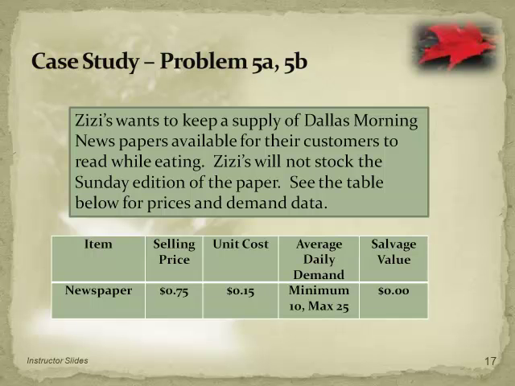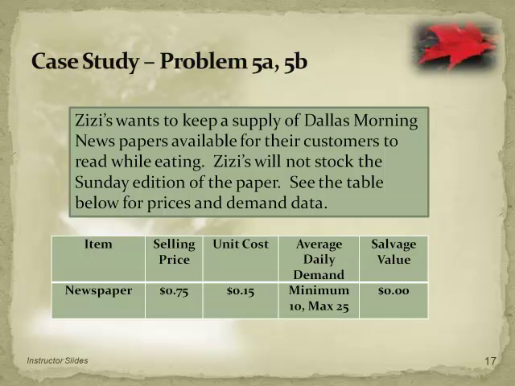So ZZ's wants to carry a supply of the Dallas Morning News so that customers could read the newspaper while they're enjoying their pizza buffet. And they're not going to carry the Sunday edition of the Dallas Morning News because the Sunday edition is considerably more expensive and they do not want to take the risk of having an excess cost. So the information on the 6-day-a-week paper, Monday through Saturday, is shown in the table below.